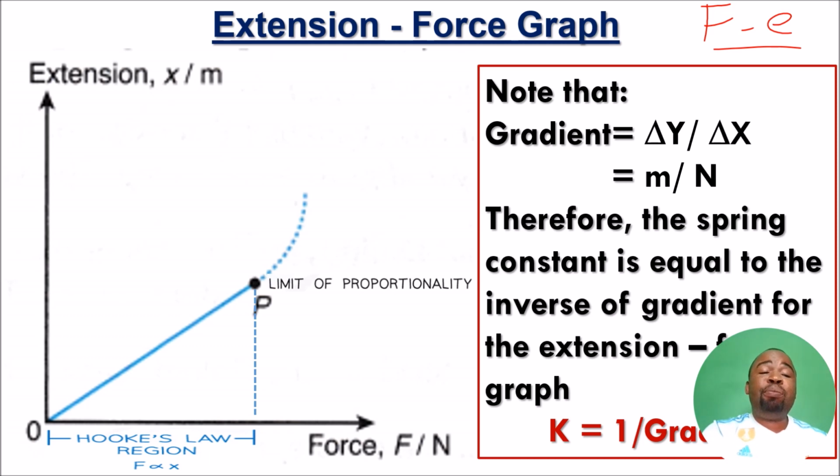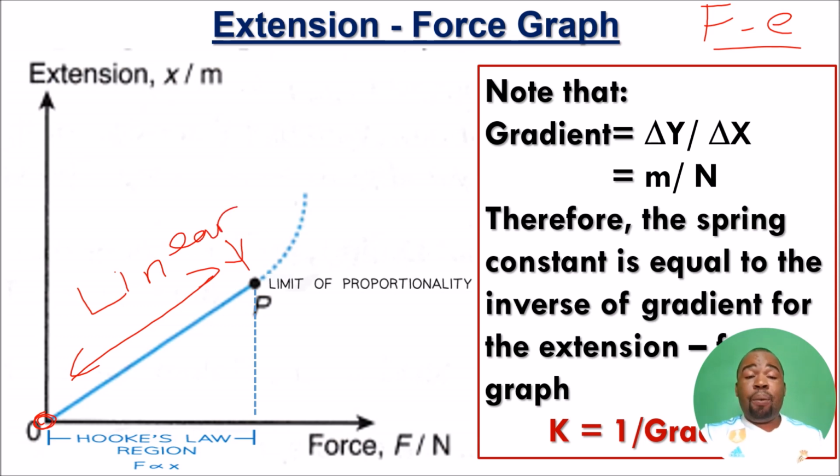Being directly proportional, it starts from the origin. When the force is 0, the extension is 0. And it will be a straight line provided the limit of elasticity is not yet exceeded. We expect this relationship to remain linear. Now, beyond the limit of proportionality, we expect a curve with increasing gradient.